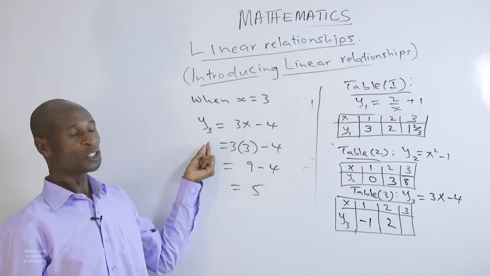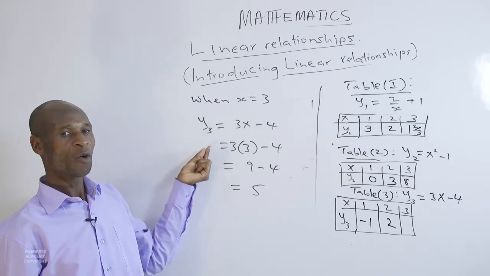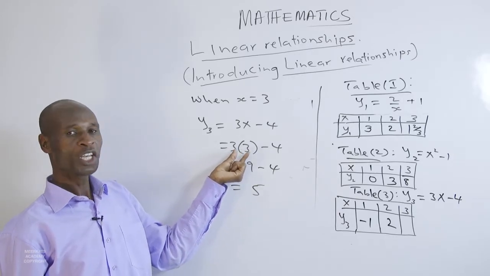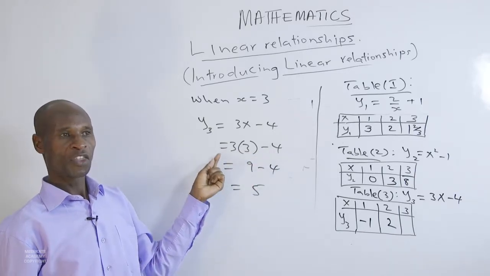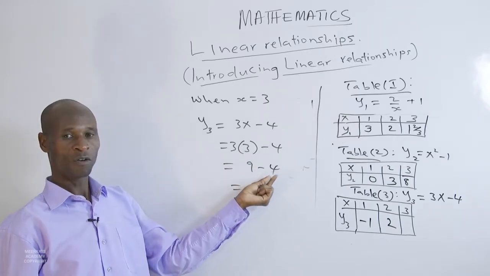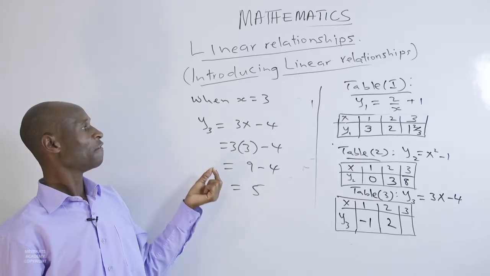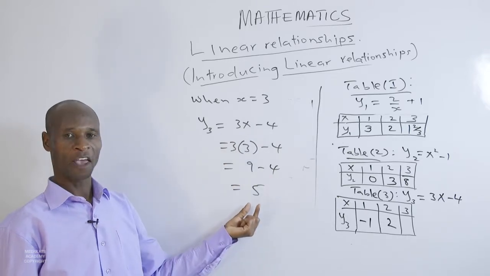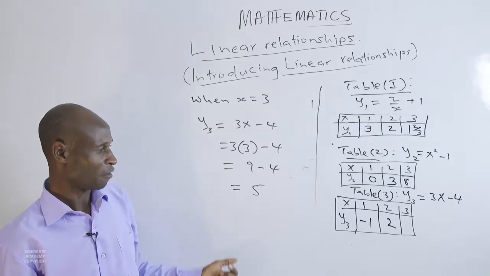From this illustration, we find that when the x value is 3, the y value is obtained by substituting the value of x as 3 into 3x minus 4. That means 3 multiplied by 3 gives us 9, minus 4, we find that the result is 5. And therefore, when the value of x is 3, the corresponding y value is 5. We complete the table by replacing y with 5.